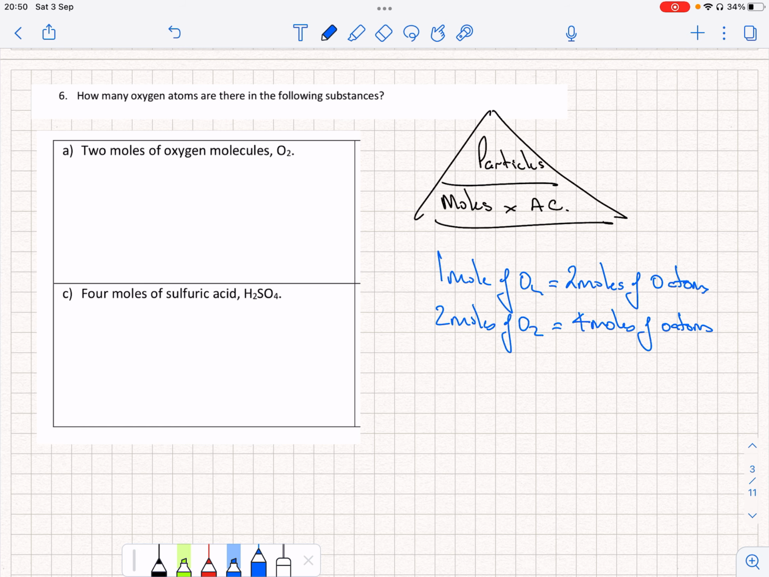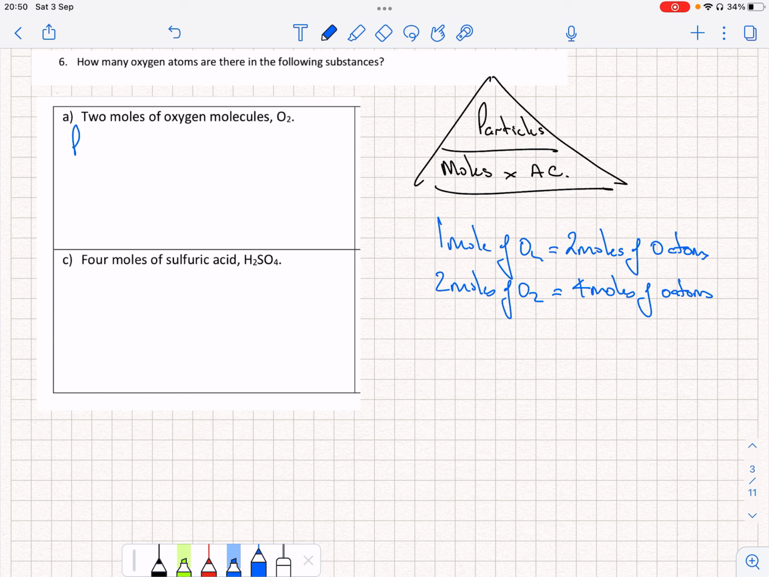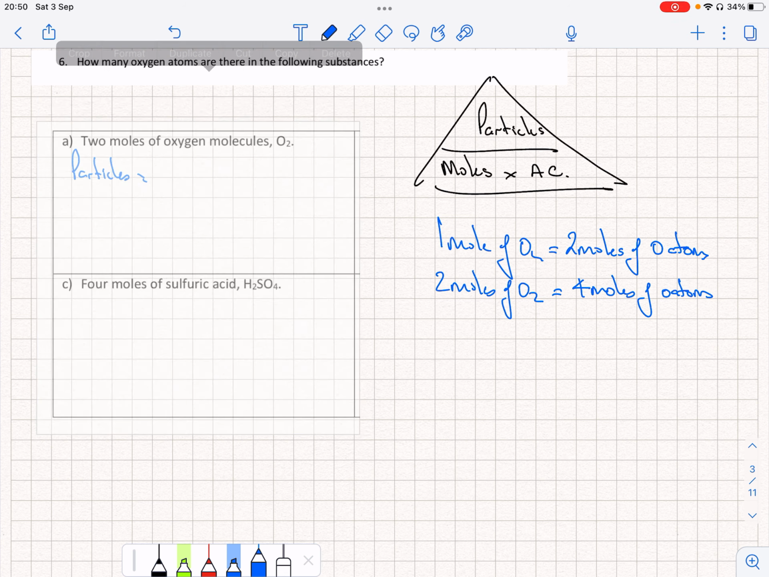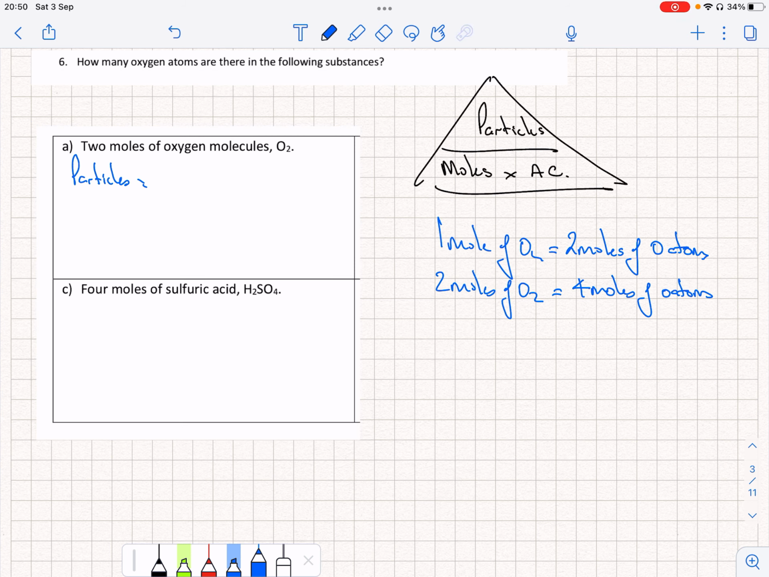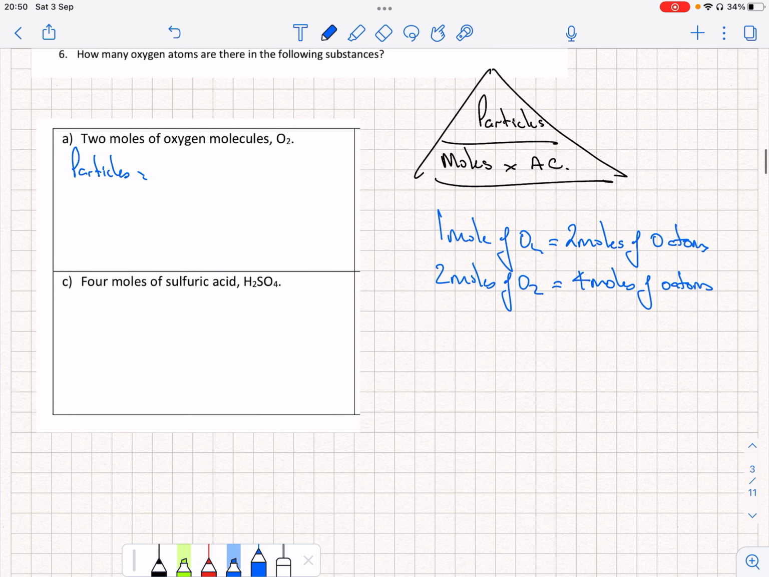So that means if we now go back to the actual working out for this question, the question asks us to calculate how many oxygen atoms there are, that's how many particles there are. So if I want to find out how many particles there are of oxygen, then I'm going to use this triangle here to do this. So I'm finding out the particles, so it's moles times AC.